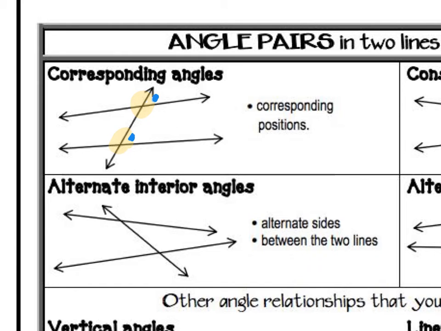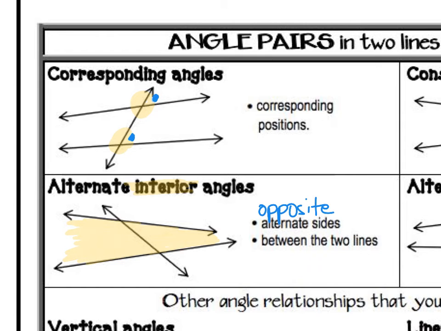Alternate interior. The interior of the two lines is this part right here. That's the interior because it's inside of the two coplanar lines. So that's the interior. If you want to mark it, you can. A lot of times you'll see me do that just because I find it helpful for students and for me when finding angle pairs. So alternate is just another way to say opposite. So they are on the opposite side of the transversal.